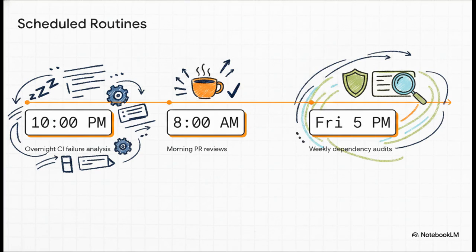And remember, that team doesn't sleep. With routines, you can schedule recurring tasks because it runs on Anthropic managed infrastructure. So while your computer is shut down at 10 p.m., it's analyzing a continuous integration failure overnight. At 8 a.m., before you've even had your coffee, it's completed your morning PR reviews. At 5 p.m. on Friday, it's running a weekly dependency audit. It's a tireless system, constantly maintaining the health of your codebase behind the scenes.